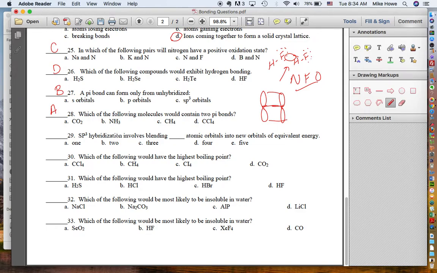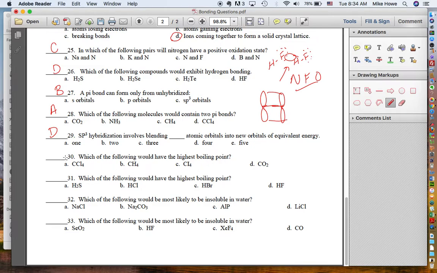So sp3 involves blending atomic orbitals into new orbitals of equivalent energy, and an s and 3 p's makes 4 orbitals. So you just basically count them up. 1, 2, 3, 4. And that's the kind of hybridization, I should say, that's most common.